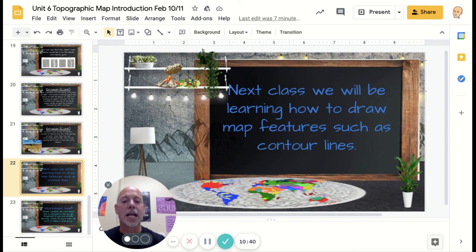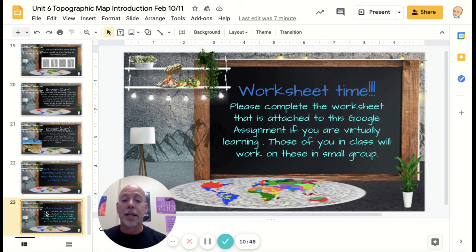All right, so next class we will be learning how to draw map features such as contour lines. We'll be doing a worksheet and a really cool lab. Basically, it's worksheet time. We have a worksheet to help you better understand topographic maps and some of the features. So please complete the worksheet that is attached to this Google assignment. If you're virtually learning, those of you in class, you're going to be working in small groups. All right?